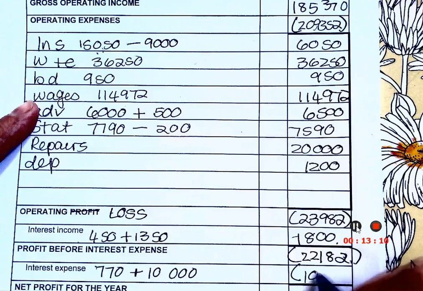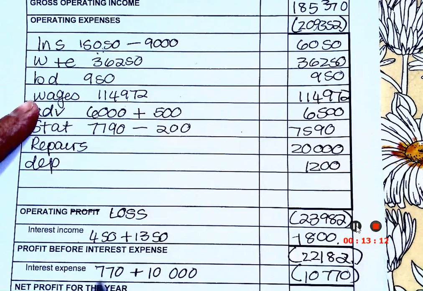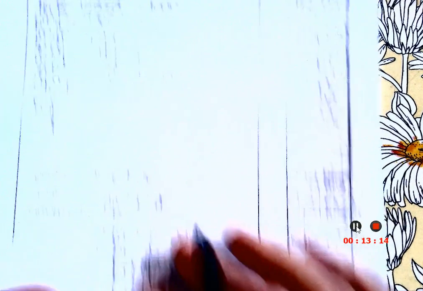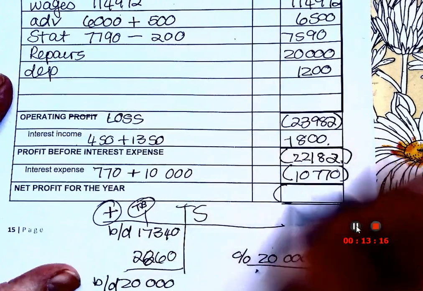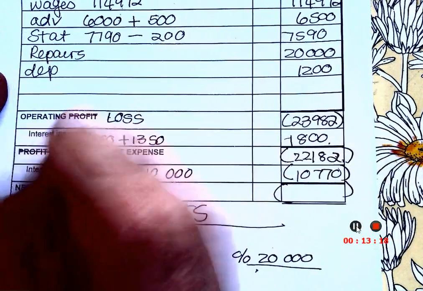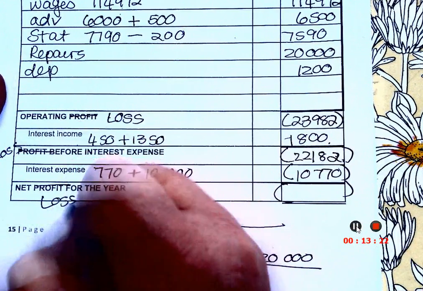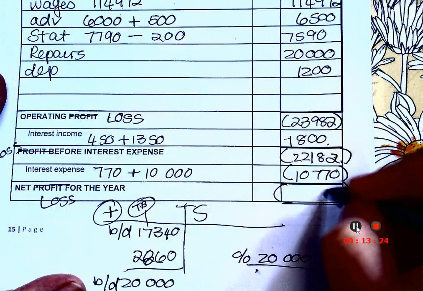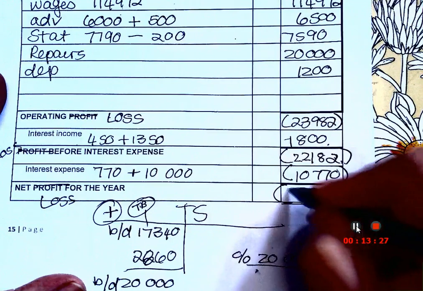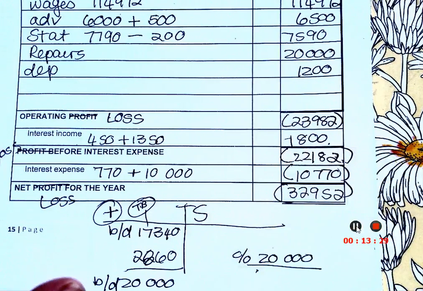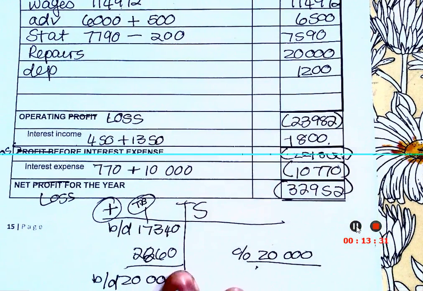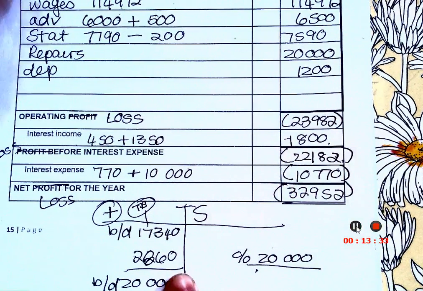Remember that was bank overdraft. Interest on that. So it gives me a very big loss of 32,952. So when I go to my balance sheet, I need to minus that from my owner's equity.